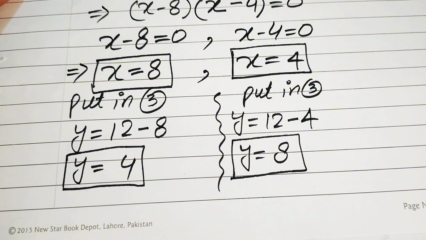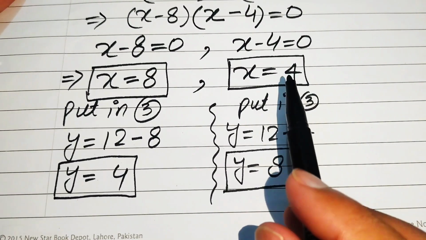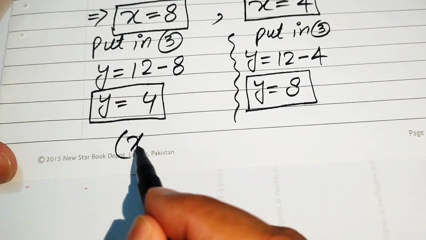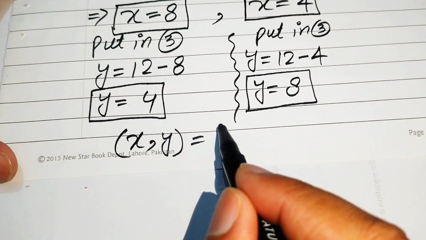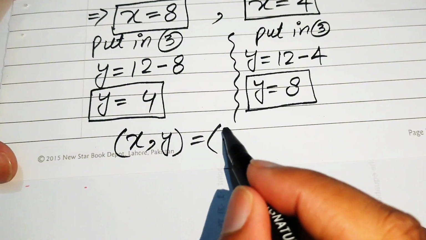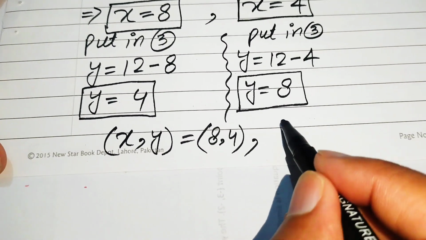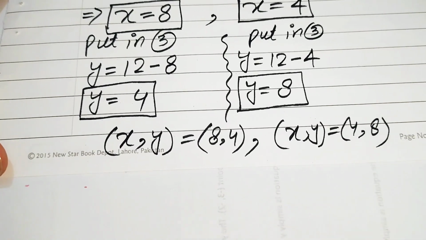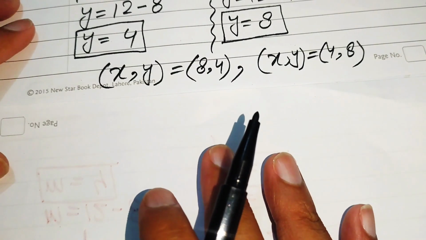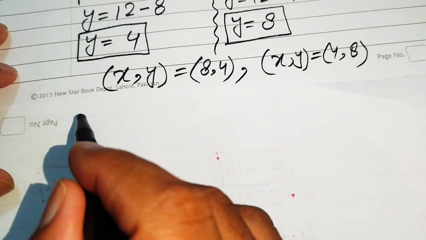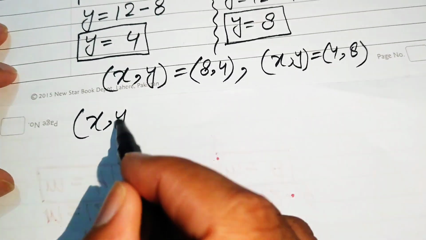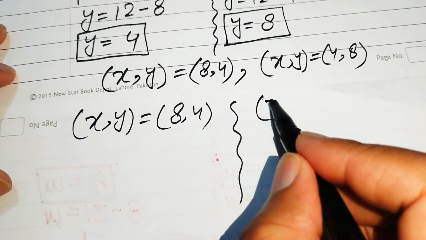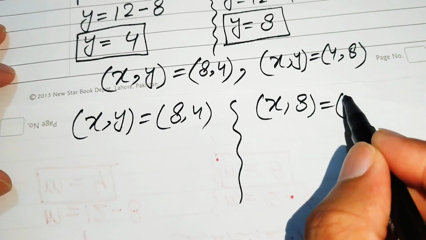So in that case, we have the value of x is 4, so the corresponding value of y equals 8. So here we have the first value of (x, y) as (8, 4), and the second value of (x, y) is (4, 8). And now in the next step, we verify these two values of x and y. So we write here the first value of (x, y) is (8, 4), and the second value is (4, 8).